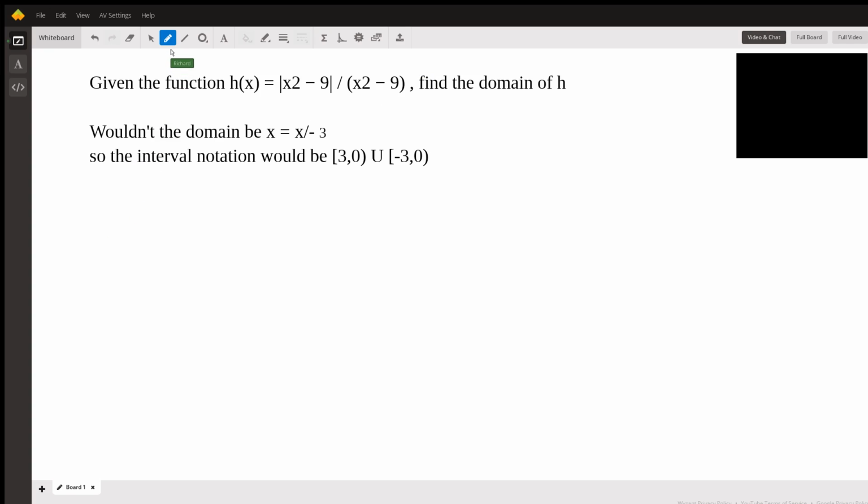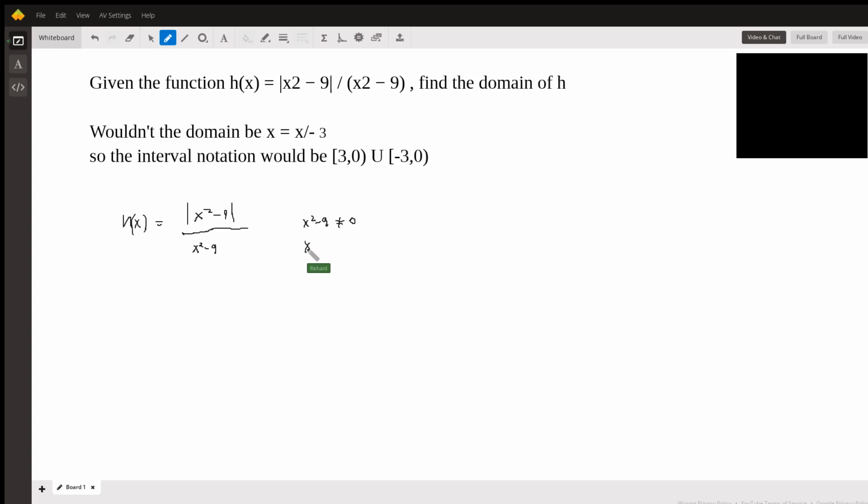Students interested in this function h of x, and it's equal to the absolute value of x squared minus 9 over x squared minus 9. The simple answer regarding the domain of this function, the simple way to do it, is just the domain exists only where the denominator is not 0. So if I just set this equation, x squared minus 9, we just want to make sure that's not 0.